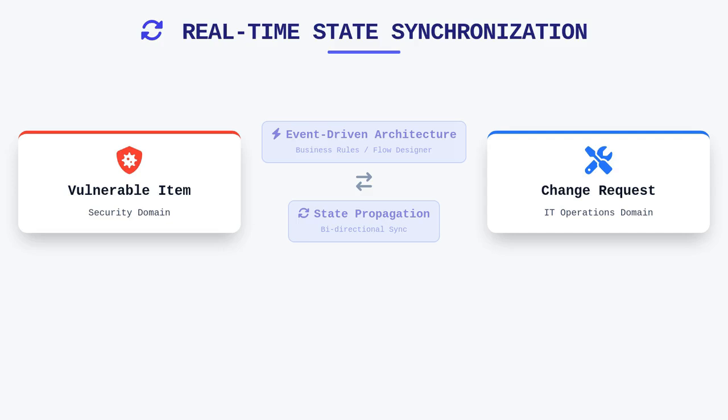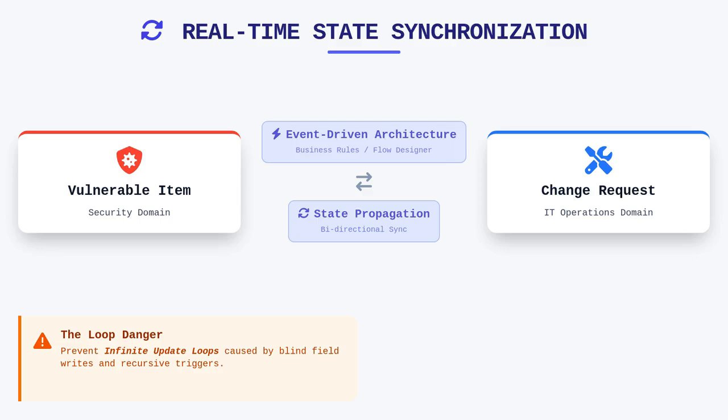We implement this through business rules or flow designer triggers that watch for state changes, ensuring that when an IT change request moves to a closed or resolved state, the associated vulnerability group or individual vulnerable item is updated accordingly.